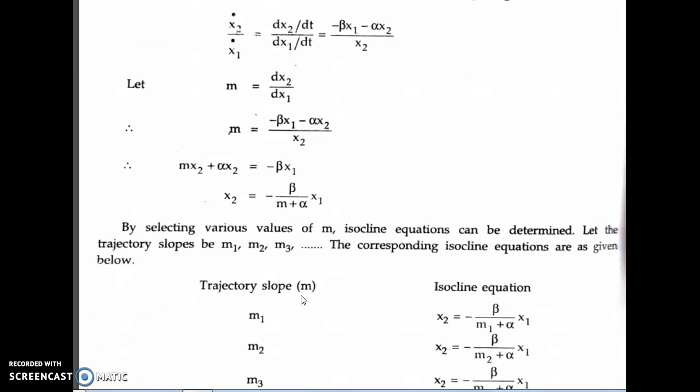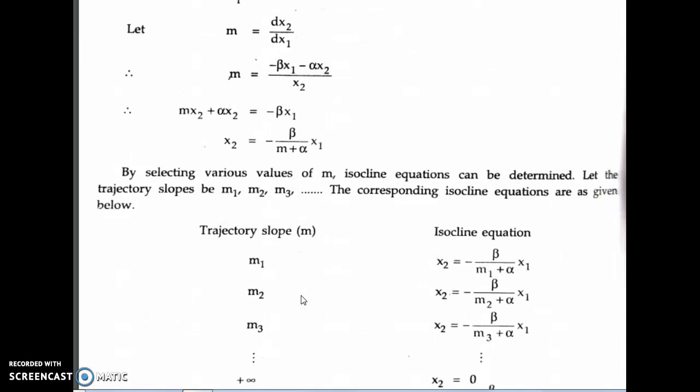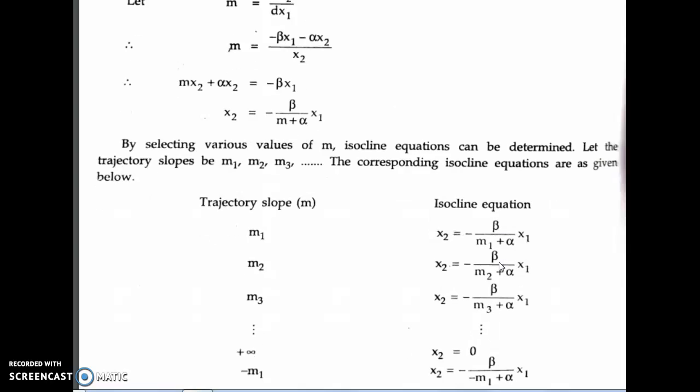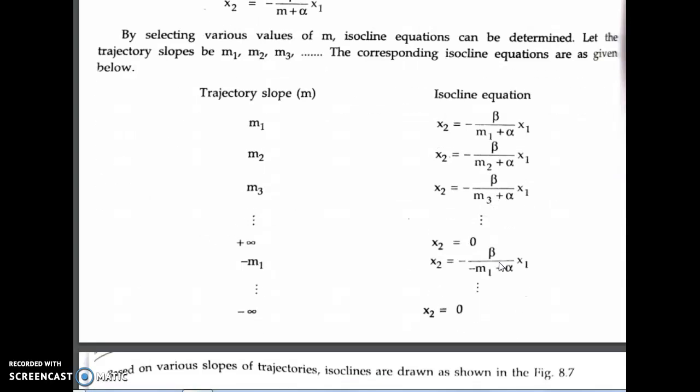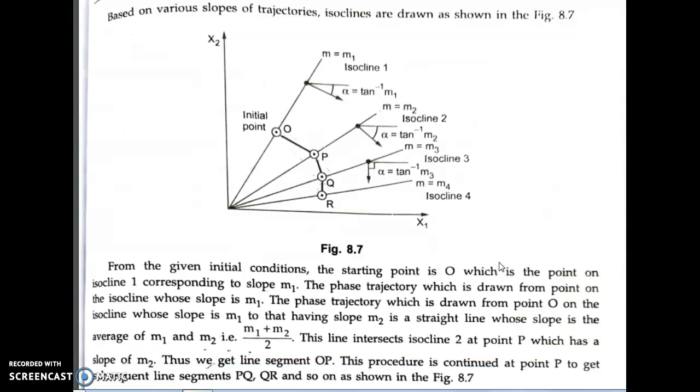Like this you have to draw the isocline. This is the isocline equation. For the trajectory slopes m1, m2, m3, up to n numbers, infinity, you can take the corresponding isocline equations. They have written here: for m1 you can take any value and you will get x2; for m2, x2; for m3, x2. So for different slopes you will get different isocline equations, and these equations they have drawn in this graph.